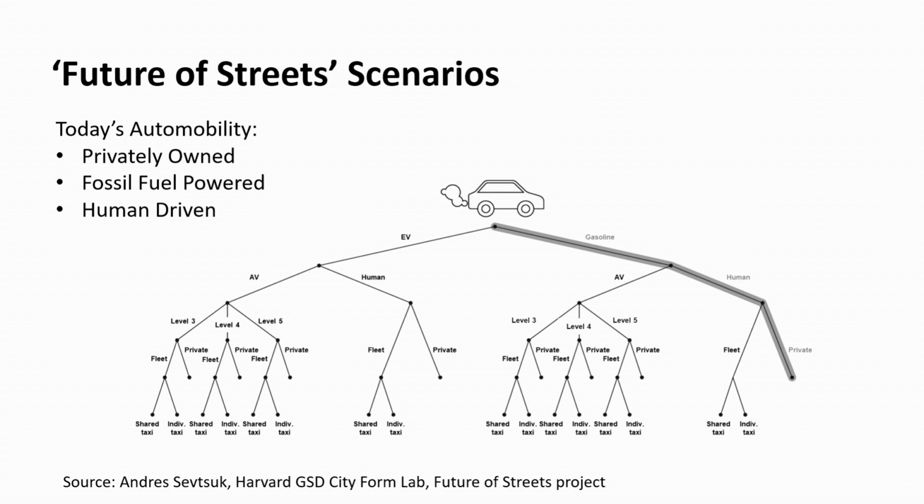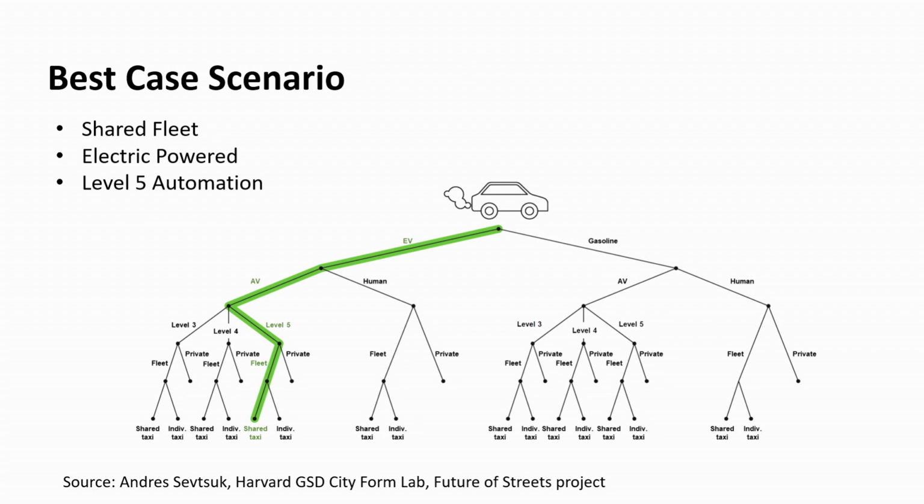And as you can see in this diagram, they developed 24 scenarios based on basically 3 variables. The ones I've talked about: private ownership versus shared fleet, electric versus gasoline powered, and then level of automation from level 1, human-driven, to full automation. So this is Andres's characterization of current automobility, what we have, which is basically privately owned vehicles driven by people with no automation and fossil fuel powered.